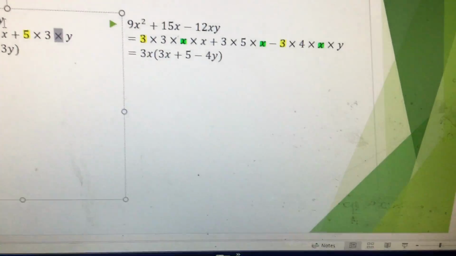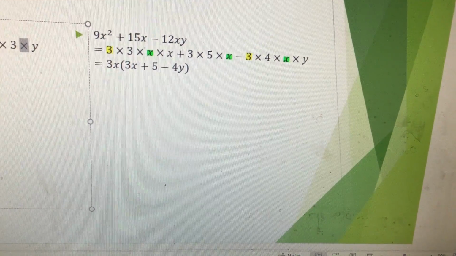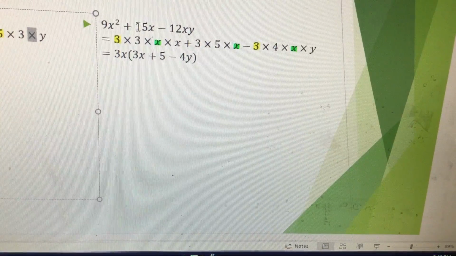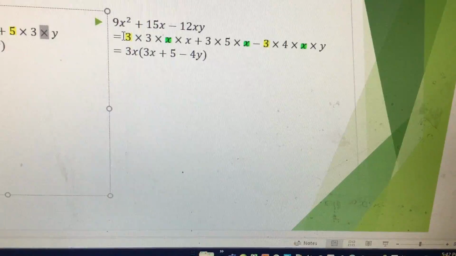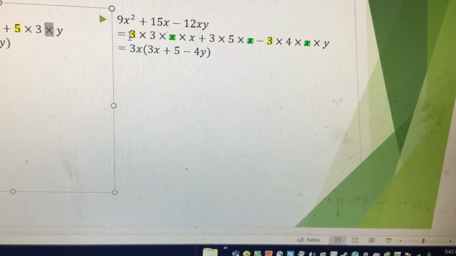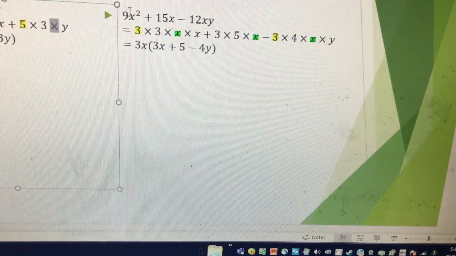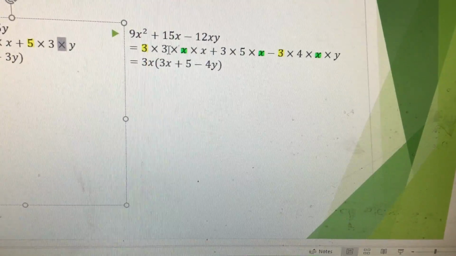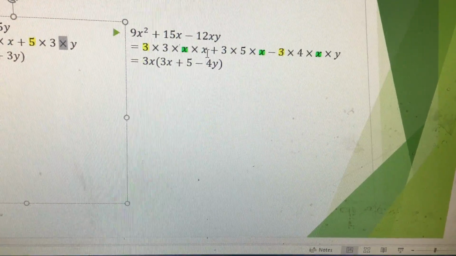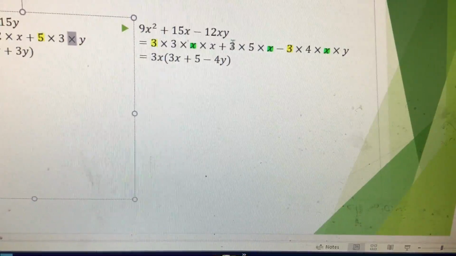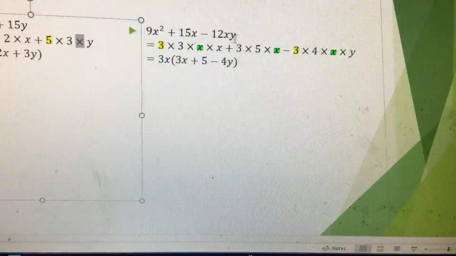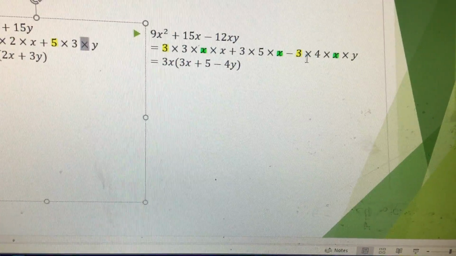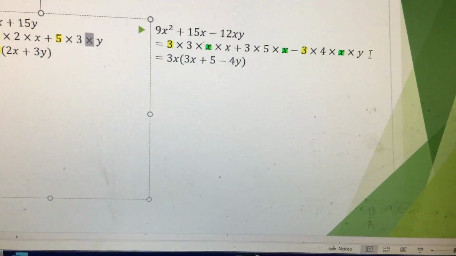Now next example, we want to factorize 9x squared plus 15x take 12xy. So again, we write each of these individual terms in expanded form. So 9x squared can be written as 3 times x times x, 15x as 3 times 5 times x, and last, 12xy can be written as 3 times 4 times x times y.